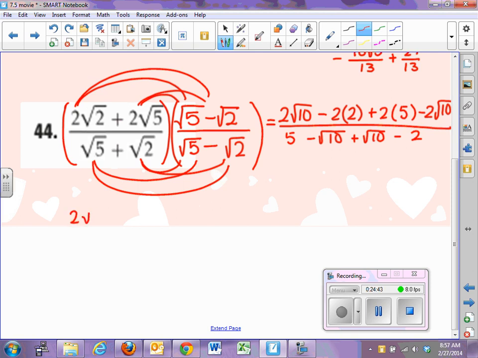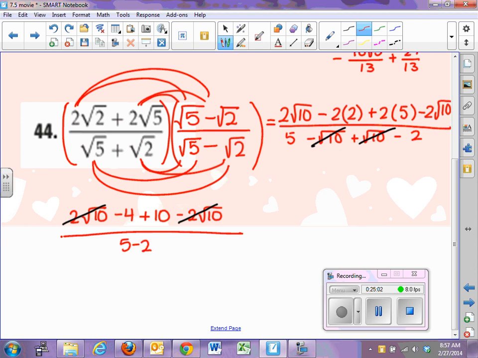So we get 2 radical 10 minus 4 plus 10 minus 2 radical 10. Hey, those are going to cancel. Then we get, well, these cancel. So we have negative 4 plus 10, which is 6, over 5 minus 2, which is 3. This is equal to 2. Who would have seen that?